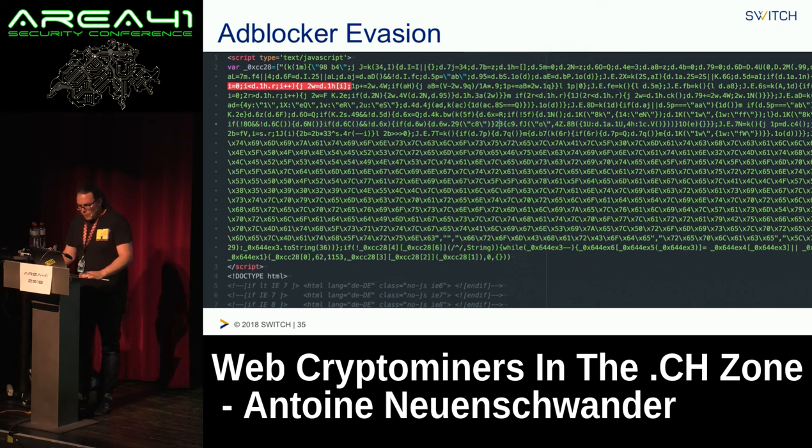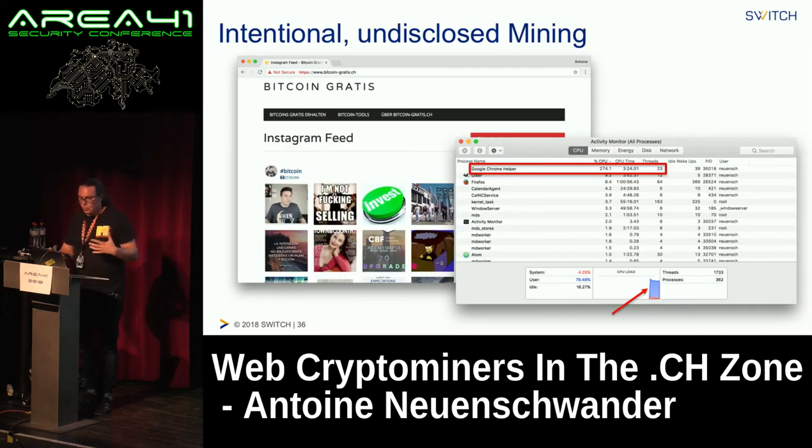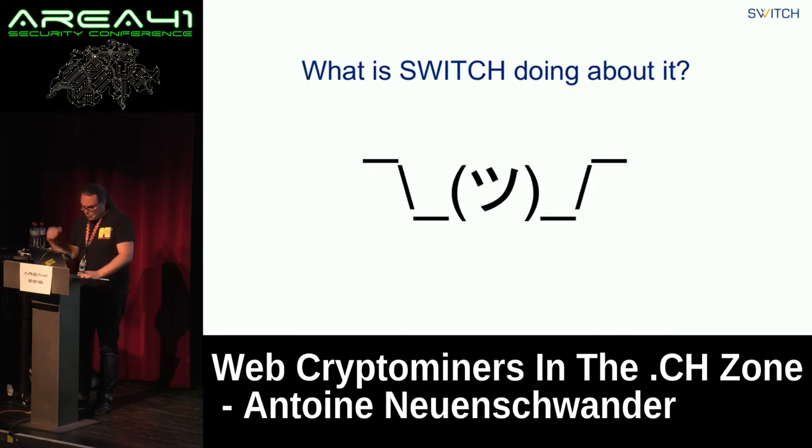Then I also have the example for somebody who is intentionally mining. I guess so, because this website is about bitcoins and cryptocurrencies. He has a miner on it, but he doesn't tell it. So what I do is I go away. But I mean, he doesn't even have a valid certificate. So, okay, I got to go a bit faster.